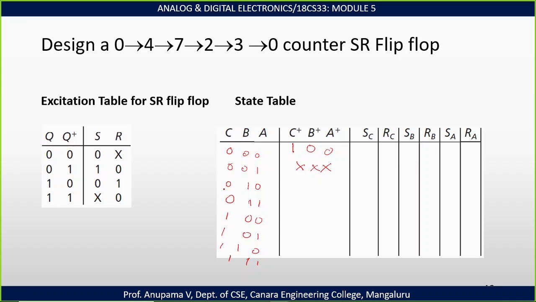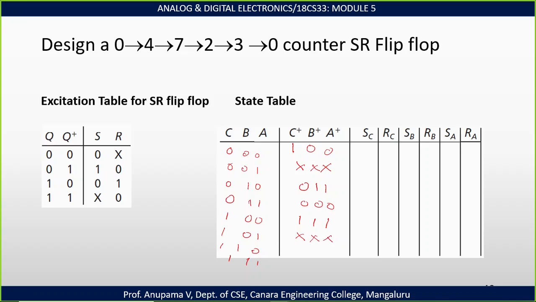Now, what is the next state of 010? What is the next state of 2? Next state of 2 is 3. What is the next state of 3? Next state of 3 is 0. What is the next state of 4? It is 7. What is the next state of 5? 5 is not there in the state sequence diagram. So, write don't care condition.